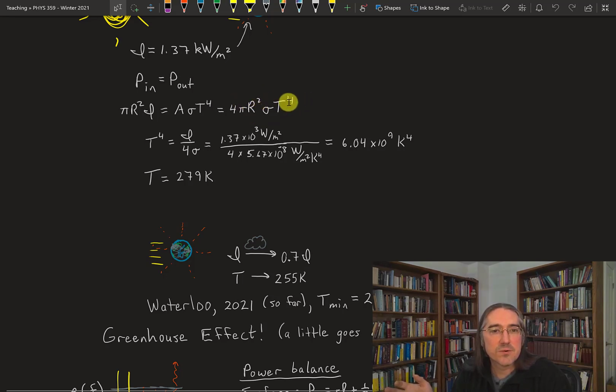Just solve for T to the 4, right? All the pi's and r squareds go away, I over 4 sigma. And we get a T to the 4th of 6 billion Kelvin to the 4th. Okay, take the 4th root. T is 279 Kelvin. So just based on the power balance, power in from the sun equals power radiated by the Earth, we come up with a temperature of 279 Kelvin, which is 6 Celsius.